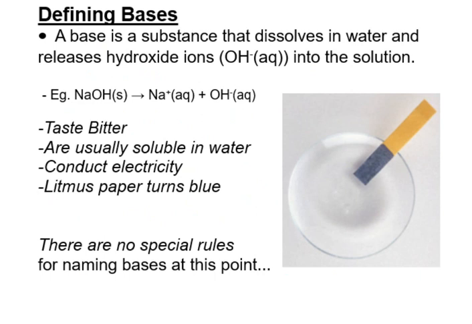Okay. Well, the opposite of acids is bases. And bases are anything that produce a hydroxide. If it ends in OH, that is a strong indicator that it's a base.